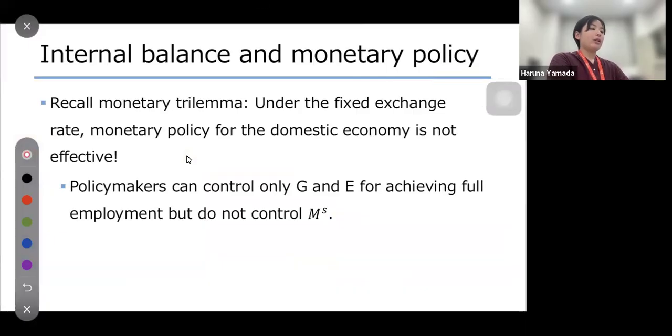Okay, we call that the monetary trilemma. So under the fixed exchange rate, monetary policy for the domestic economy is not effective in general. So policymakers can control only G and E for achieving full employment, but they do not control the money supply.